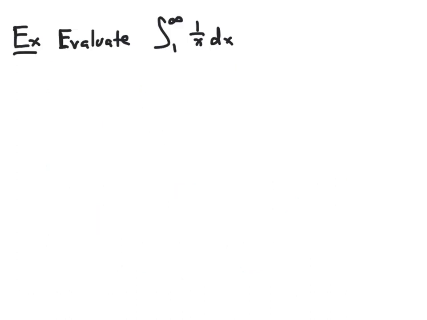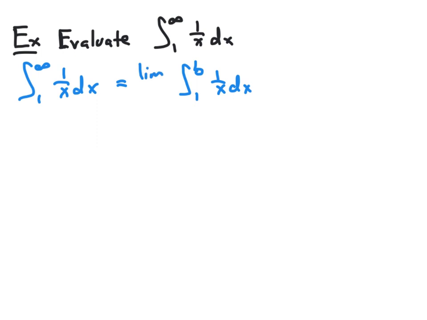In this example, we want to evaluate the improper integral from 1 to infinity of 1 over x dx. In order to do this, we notice that our upper limit is infinite, and therefore we know that our first step is to rewrite this as an integral from 1 to a constant b of our function, 1 over x dx, and then take the limit of this definite integral as b goes to infinity.